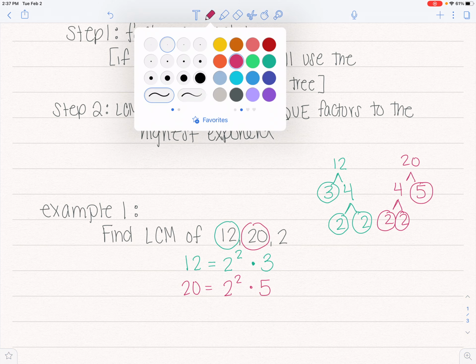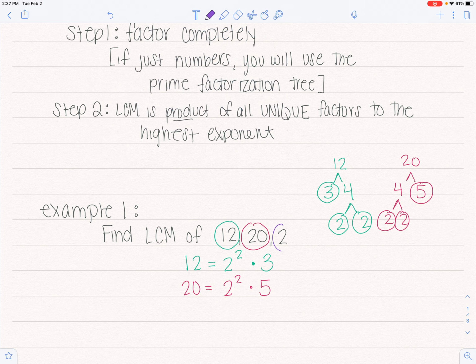And then the last one, 2, well, because 2 is already prime, I don't really need to write a factor tree, because if you were going to, 2 would just be 1 and 2. 2 is already prime. I don't need to write down times 1 because that doesn't change the value. So I just leave it as 2 equals 2. Okay, so that's all there is to step 1.